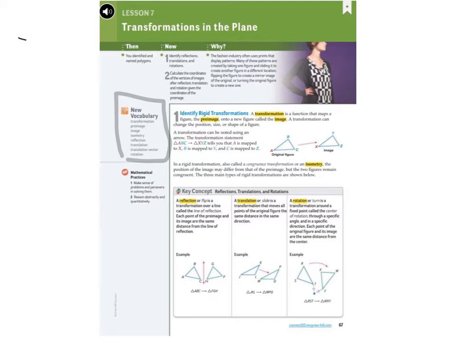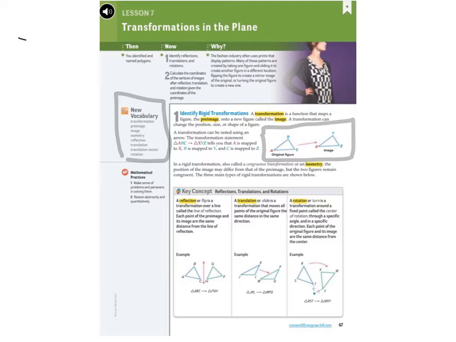So a transformation is a movement, a function that maps a figure from its original figure, which is called a pre-image, onto another image. Now, if you look at the diagram that we've got here, they're moving the original figure, the pre-image ABCD, and they're translating it into an image. In the diagram here, they've used different letters, X, Y, and Z as against ABC.